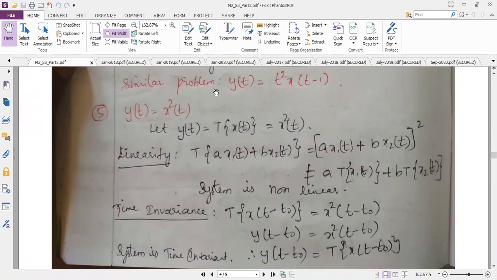So y of t is equal to x square of t. I told you this first equation you have to write at any cost: y of t is equal to T of x of t, equal to x square of t. Next, under linearity, you know the left hand side is this, but I already told you how to write the right hand side. Whatever is there, I have to write x square of t in terms of the scaling factors and x1 and x2. So how to write that? a into x1 of t plus b into x2 of t. As per the question, everything should be squared. Because it is square, I'm going to expand it just for your understanding on the screen.